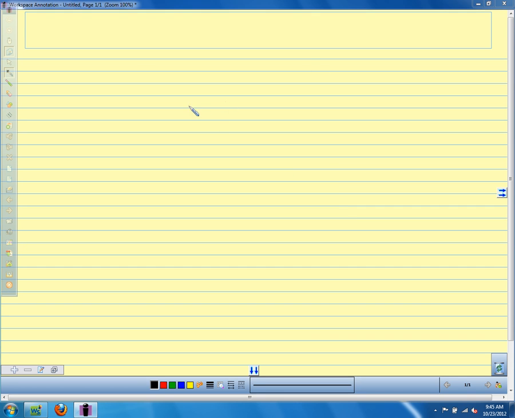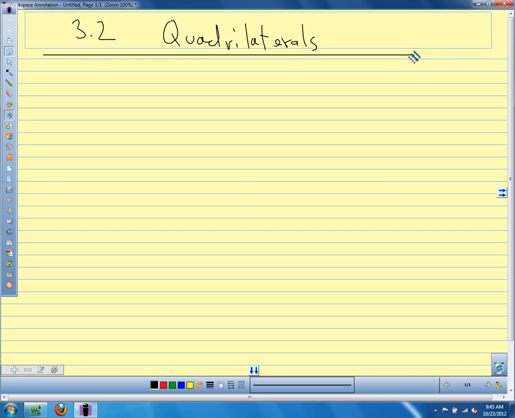So we're in section 3.2, and we're talking about quadrilaterals. So first off, right up there at the top of your graphic organizer, it says quadrilateral. Let's remember what a quadrilateral is. So what are we talking about?